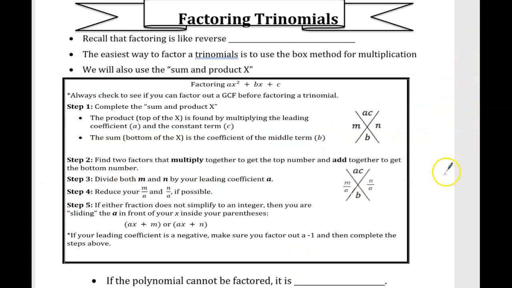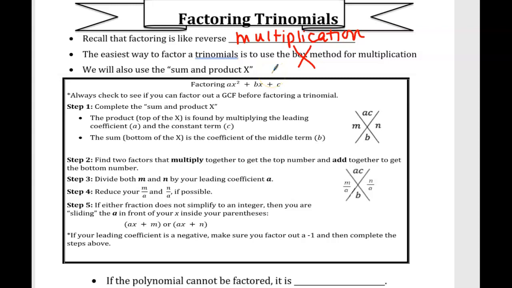Okay, so this seems like a silly puzzle, but it's going to come in handy when we start to factor trinomials. So we're going to learn a method called the X method. All right, and again, this is kind of taking what we did last unit and kind of going backwards. All right, so recall that factoring is like reverse multiplication. The easiest way to factor a trinomial is to use what we're going to call the X method. All right, it's also called the sum and product X. So instead of box, it's called the X.